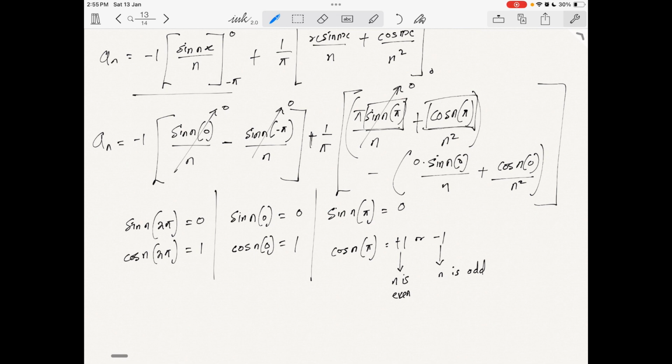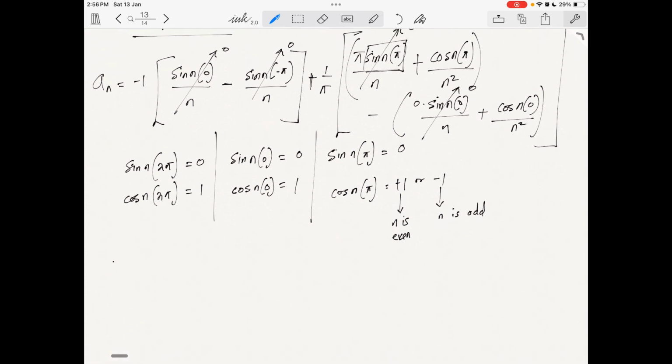We have cos(nπ) here, which has the possibility of plus 1 or minus 1, as the case of n is even or n is odd. So we can leave that for now. And as well, we have sin(n·0) here, which will give 0. And we also have cos(n·0), which is 1 in both cases, whether n is even or n is odd.